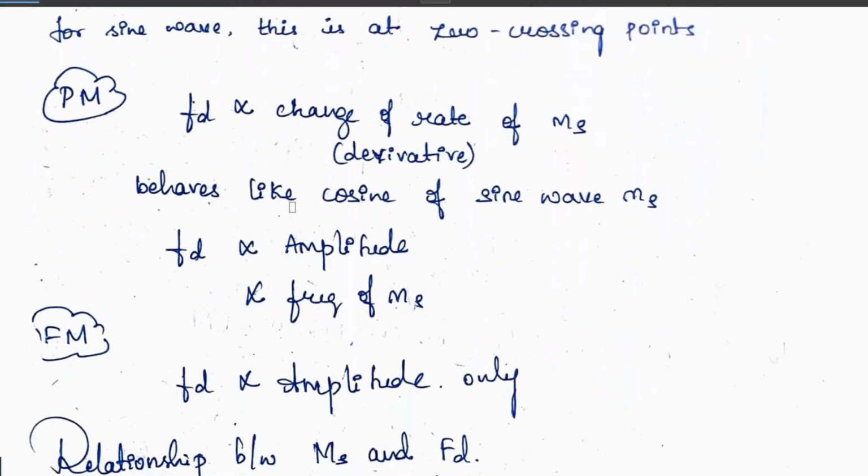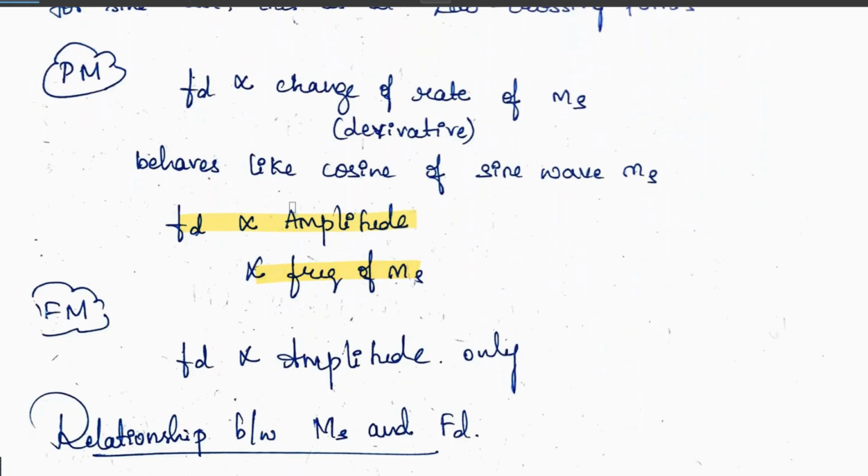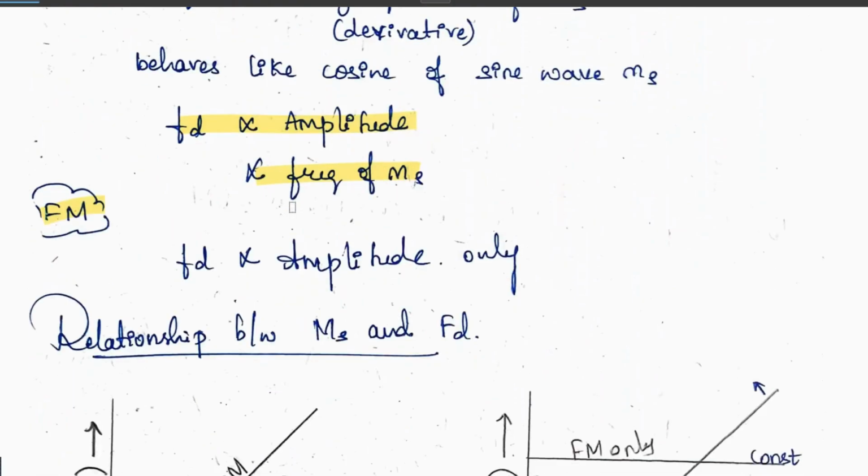Now we will learn about PM. Frequency deviation is directly proportional to the rate of change of the modulating signal, which is a derivative. It behaves like a cosine of the sine wave. Frequency deviation is directly proportional to amplitude and directly proportional to frequency. This is PM. But in the case of FM, frequency deviation is directly proportional to amplitude only.